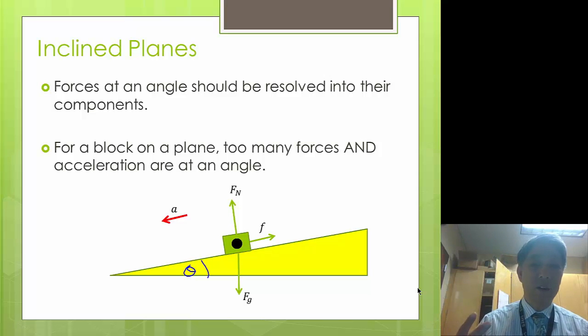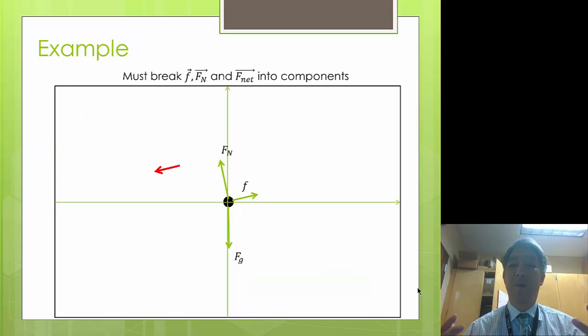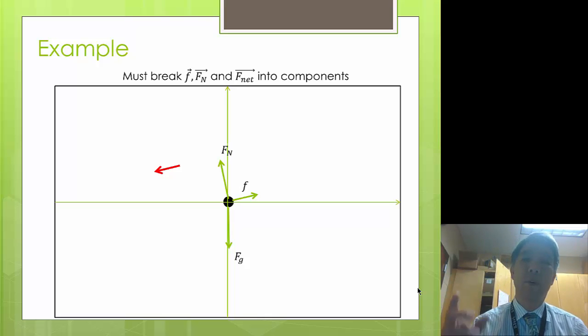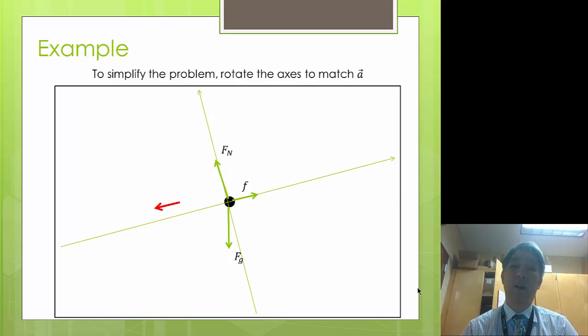Look and see there are two different forces at an angle, and the net force, or the acceleration vector, is also at an angle. So if I do that, I've got to deal with a lot of things breaking into components. The normal force breaks into a component, friction breaks into a component, and more importantly, acceleration will have an x and a y component. There's no zero associated with that. So we have a mathematical trick.